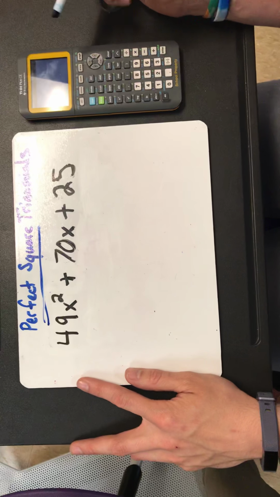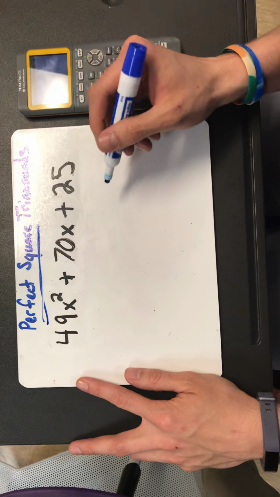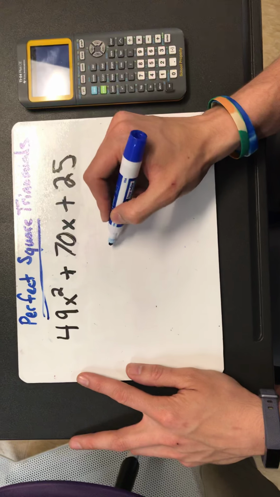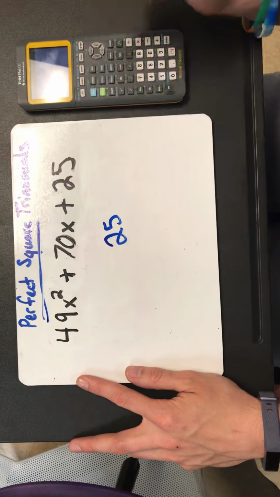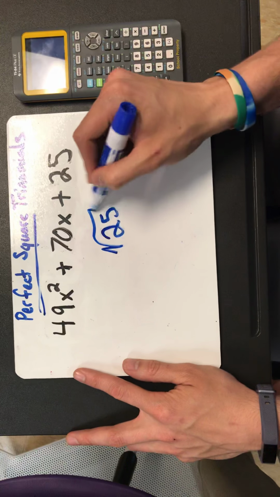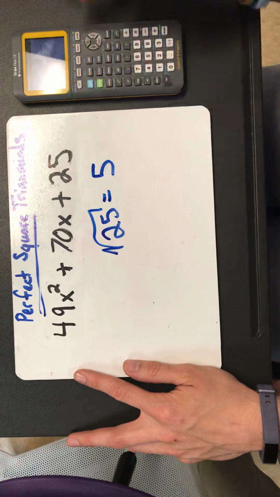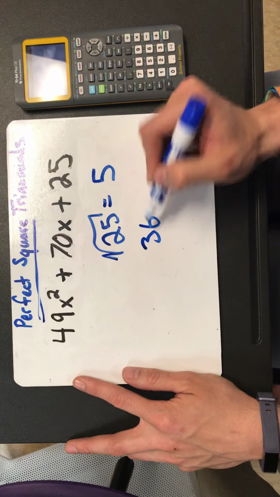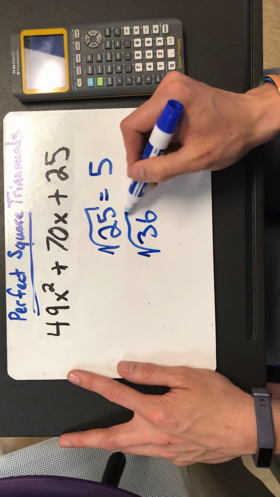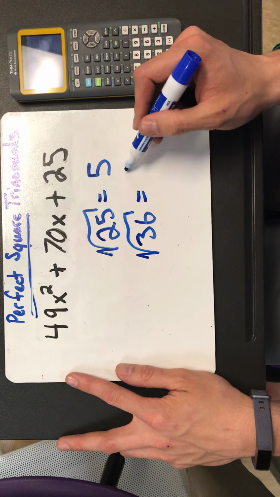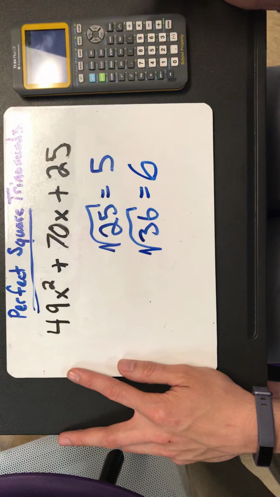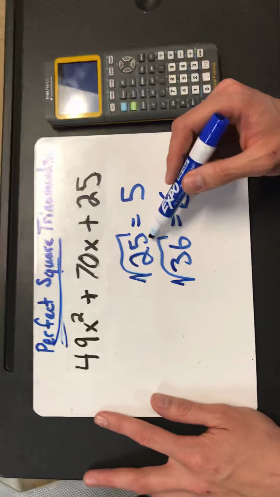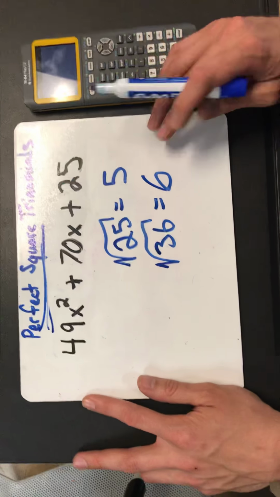A perfect square is a number whose square root is an integer. For example, 25 is a perfect square because when you take the square root, you get a whole number, or integer, of 5. Or 36 is a perfect square because the square root is a whole number, 6. We could go down the line, but remember, a perfect square is a number whose square root is an integer or whole number.